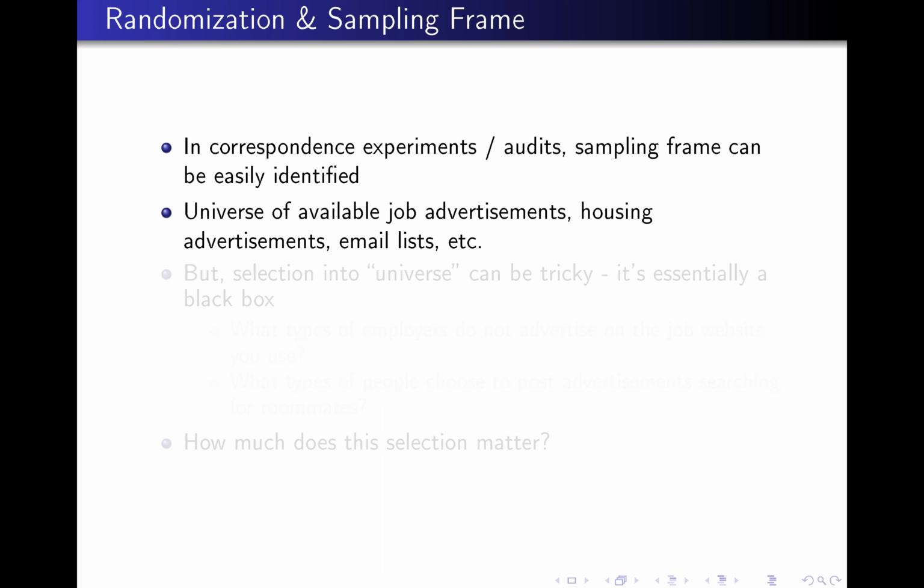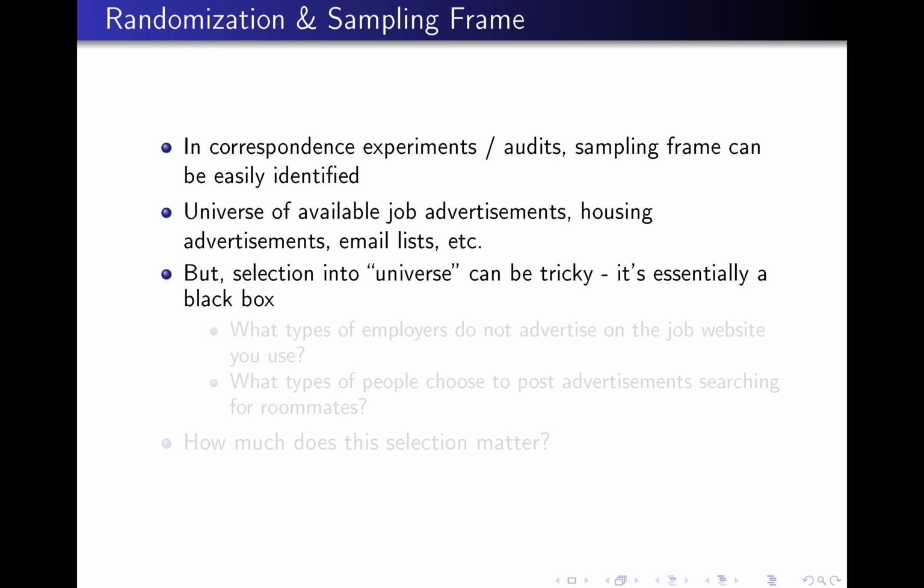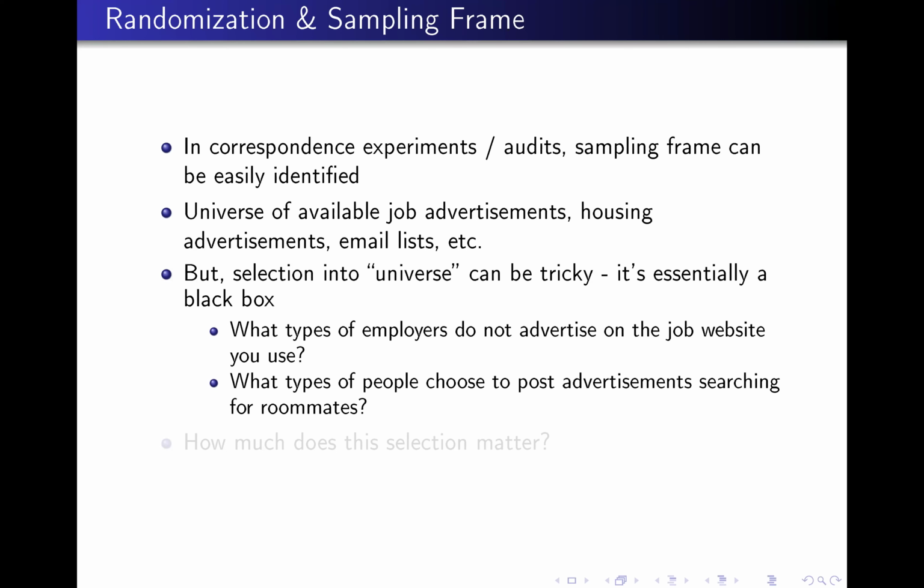But in other things like job advertisements or housing advertisements, it can be a black box what that universe or population that we're really pulling from is. Because how do we know that there's not some variable of certain types of employers that is correlated with who advertises on the site that we're using, right? In the case of the roommate study that I showed you a little bit earlier, we had to think a lot about what types of people are actually posting advertisements searching for roommates versus using other networks or posting on a different site.